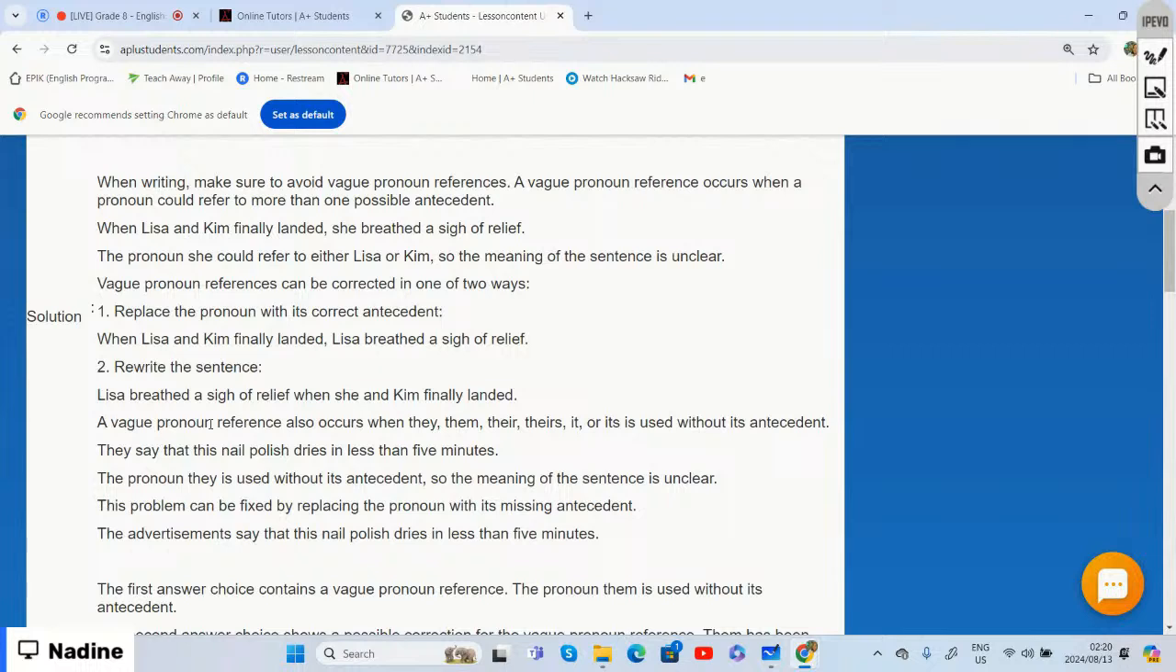If we look at an example, it says, when Lisa and Kim finally landed, she breathed a sigh of relief. Remember, we need to ask ourselves, who is the she that we are talking about? If we cannot properly identify who the she refers to, and there are two or more people we're talking about, then the sentence is unclear because we don't know who the person is talking about.